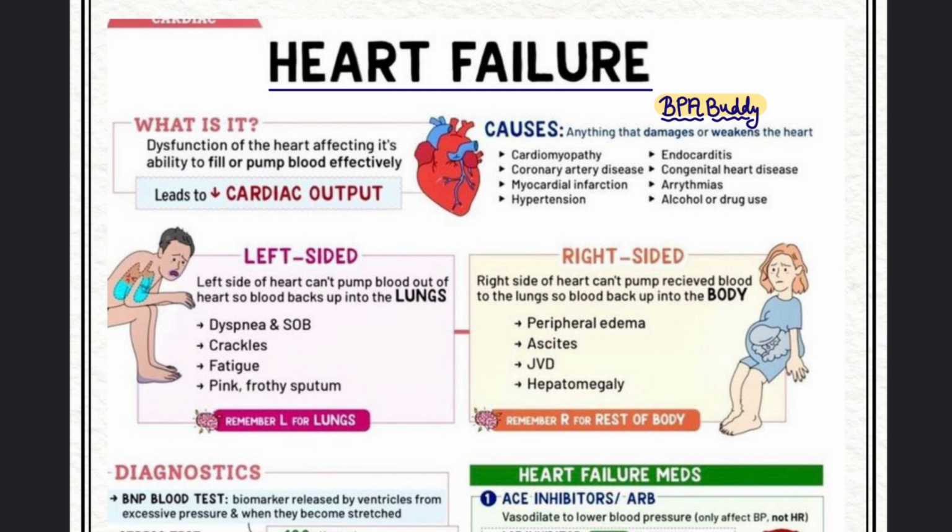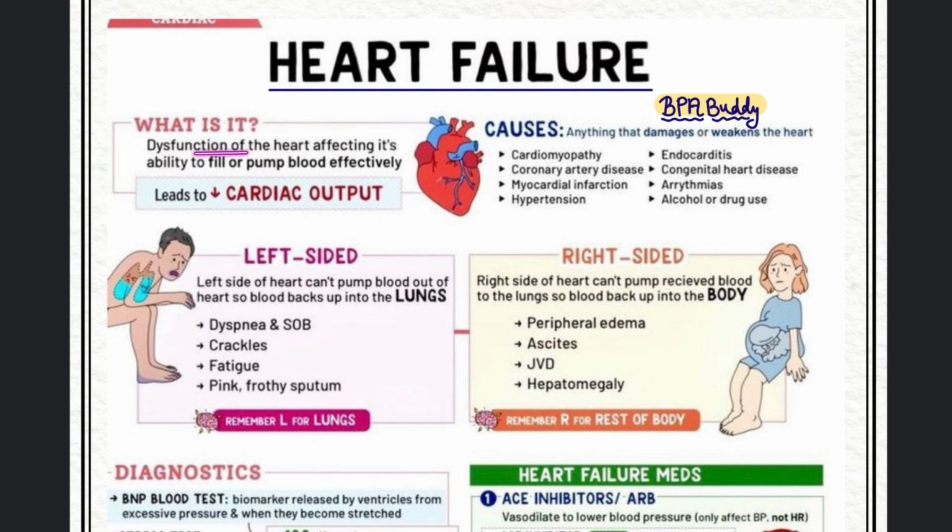Imagine your heart working 24/7 but slowly losing its strength, not stopping but failing to keep it up. That condition is called heart failure. And today I'll break it down in the simplest and most exam-scoring way so you don't just understand it, you remember it. So what is heart failure?